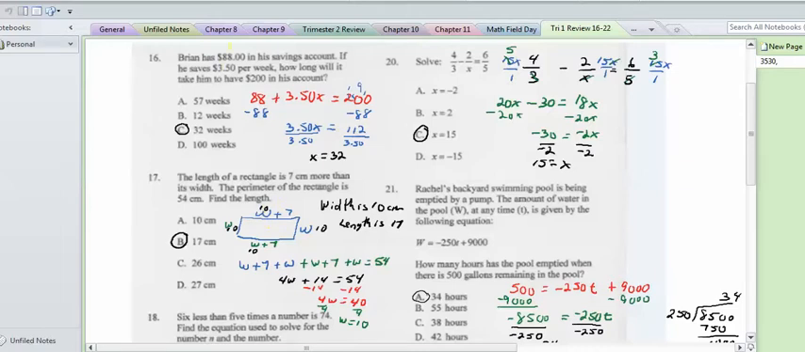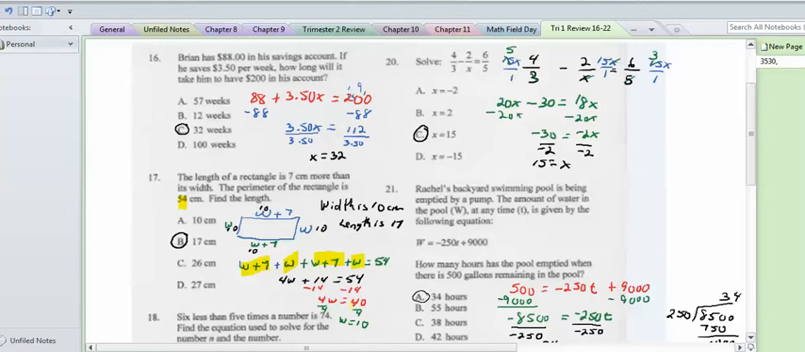Alright, so now I'm going to find the perimeter. Perimeter is 54. That's what they gave us right here. So then I'm going to go W plus 7, that's this W plus 7, plus W plus W plus 7 plus W is equal to 54. And there's 4 W's. 7 plus 7 is 14. Subtract, and then I divide it by 4 to get 10.